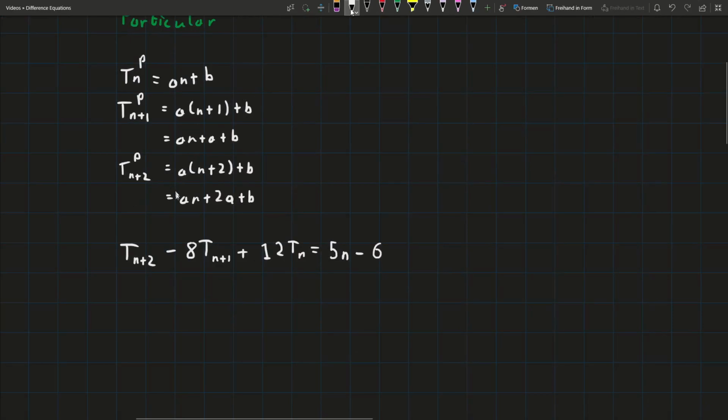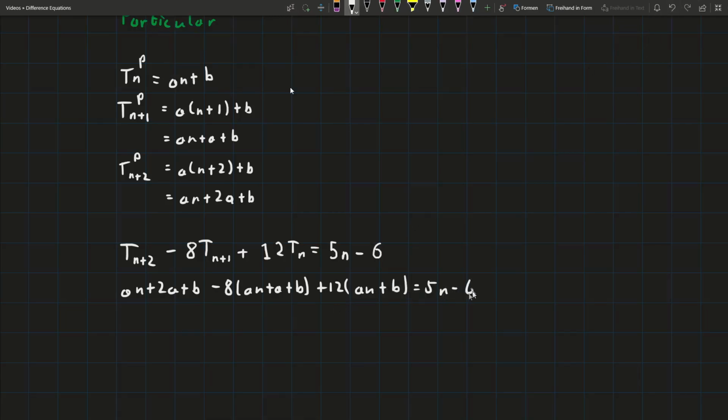So T(n+2), I'm going to replace with this. Instead of writing T(n+2), I'm going to write an plus 2a plus b minus 8. Instead of T(n+1), I'm going to write an plus a plus b here, an plus a plus b plus 12. And then instead of Tn, I'm going to write an plus b, which is equal to 5n minus 6.